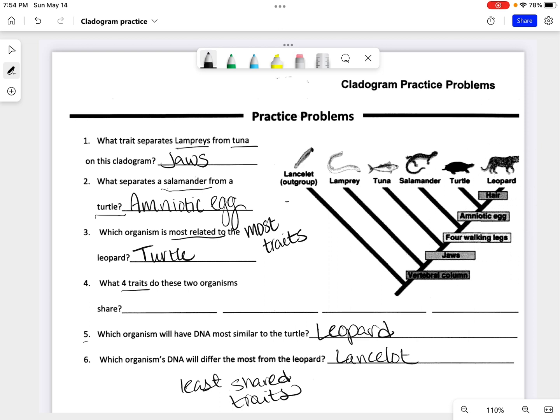All right, so I hope that those practice problems helped you understand and feel more confident about looking at cladograms. Your assignment today is going to be very similar to this. So you can go ahead and show your teacher these practice problems that are completed, and then she will give you your worksheet, and you can get started on that in class today.